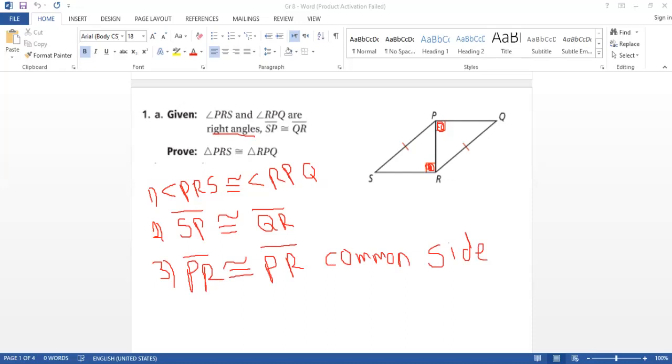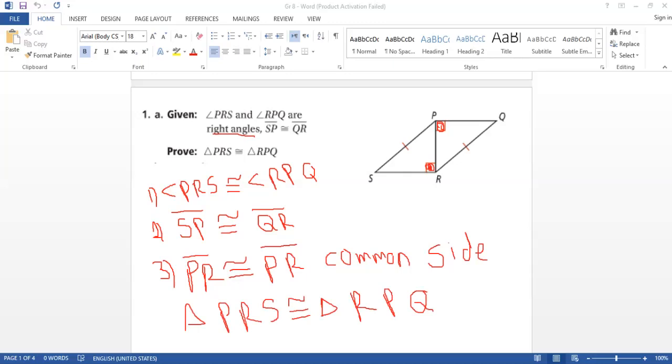So, from the three conditions, we get that triangle PRS is congruent to the triangle RPQ. So again, let's revise the three conditions again.